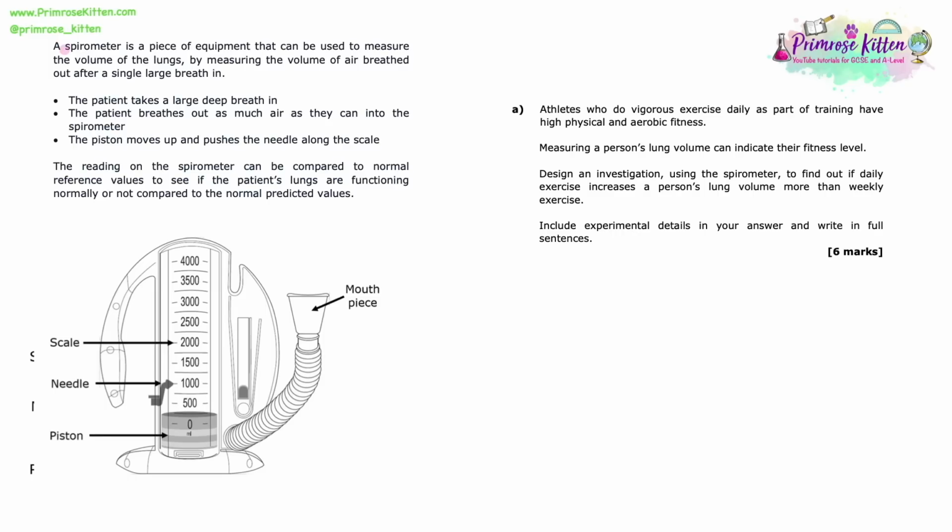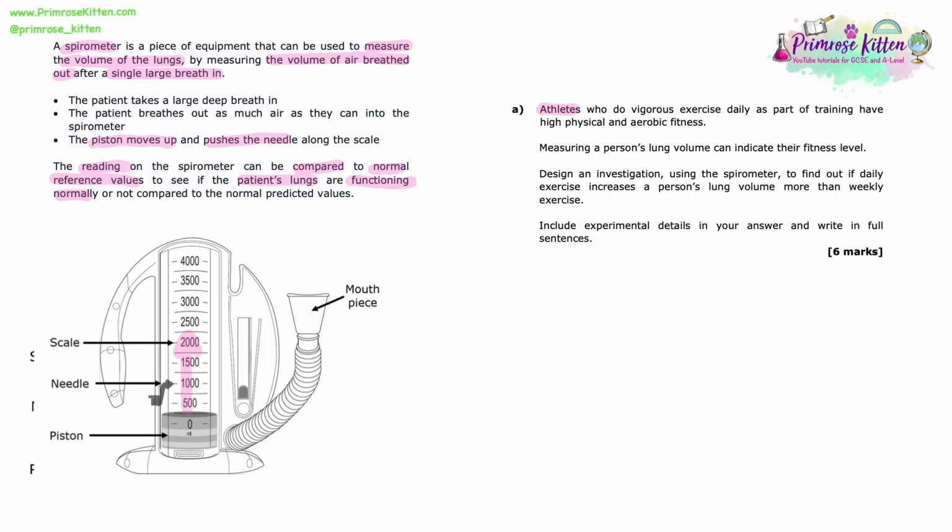A spirometer is a piece of equipment that can be used to measure the volume of the lungs by measuring the volume of air breathed out after a single large breath in. So the patient takes a large deep breath in, they breathe out as much air as they can into the spirometer, and the piston moves up and pushes the needle along the scale. The reading on the spirometer can be compared to normal reference values to see if the patient's lungs are functioning normally or not compared to normal predicted values. This would be for something like the predicted values for their age, height, mass, etc.